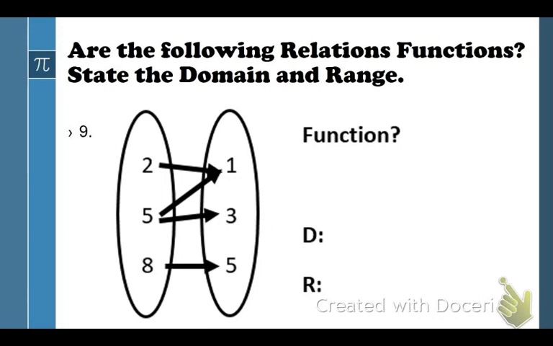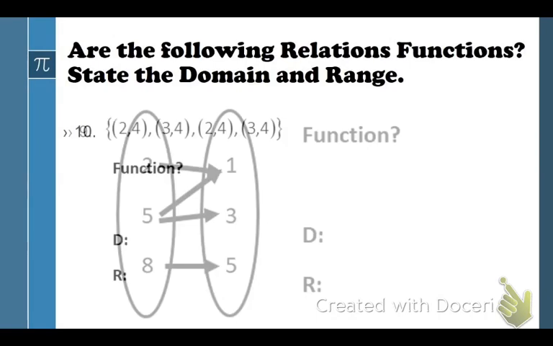So, is number 9 a function? No. Why? Because 5 can't be a 1 and 5 can't be a 3. Pick one, it can't be both, right? So not a function. Domain is 2, 5, and 8. Range 1, 3, and 5. Good? Beautiful. Moving on.